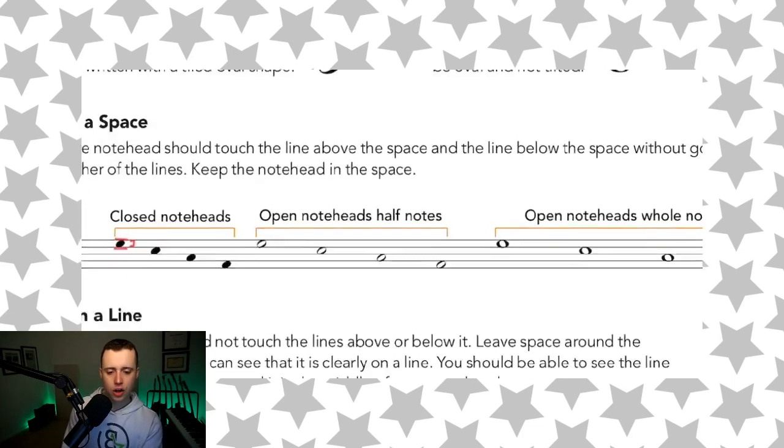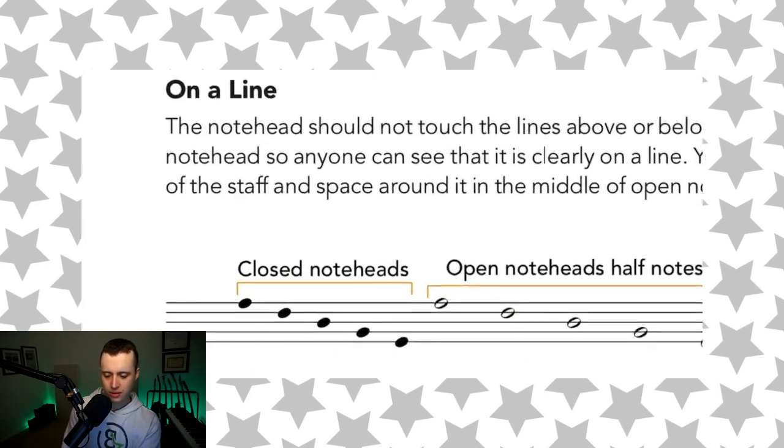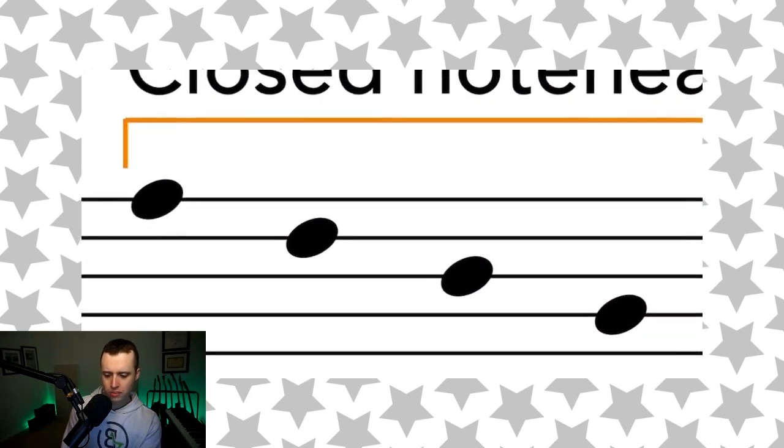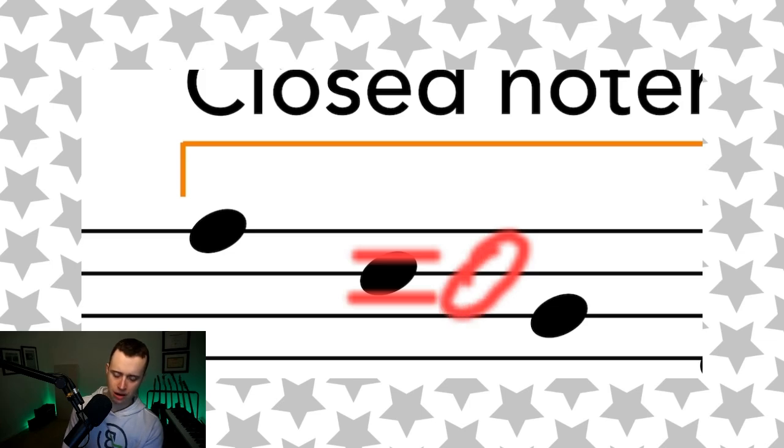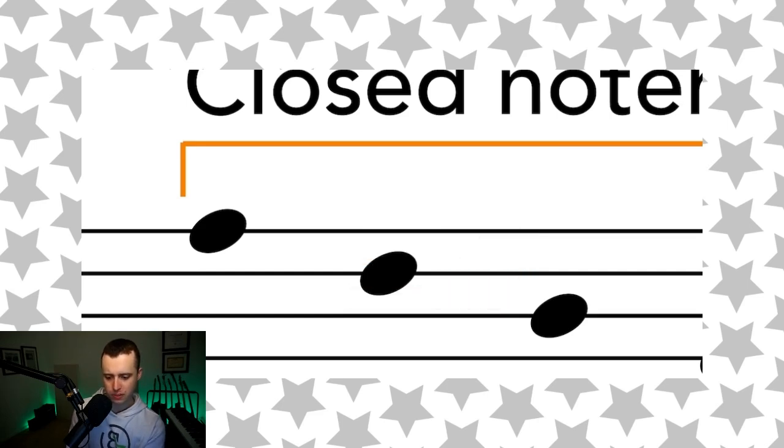Now, when you write note heads on lines, you want to make sure that the note head is going about halfway into the space. See that? It's going about halfway into the space. You do not want to write a note head that looks like this and takes up the entire line and both spaces above and below the line. We really need to see those spaces, this space here and this space here around the note head.